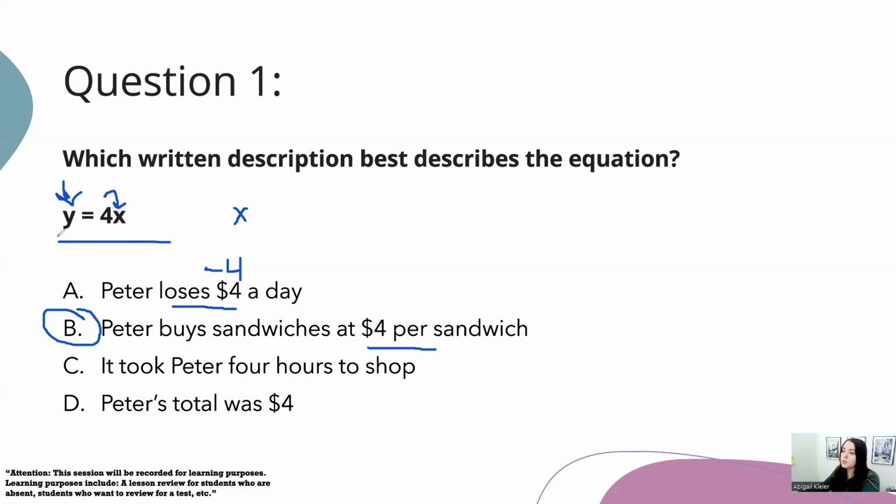And a key word to look out for here is per. We talked about that on the slide where we talked about unit rate and constant proportionality. Whenever you see per, that is going to indicate to you multiplication. And since we know that we are multiplying between our variable and our coefficient of 4, that per indicates to us that that is the correct answer because it is multiplication.